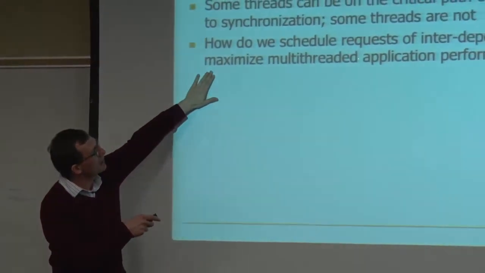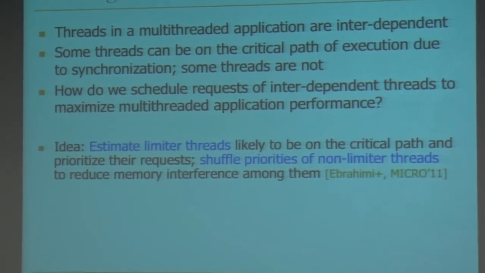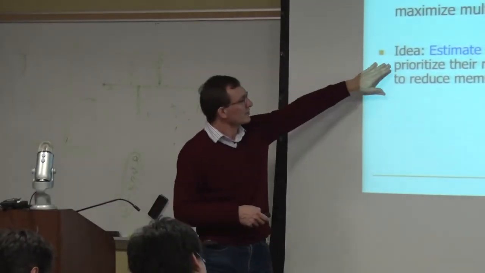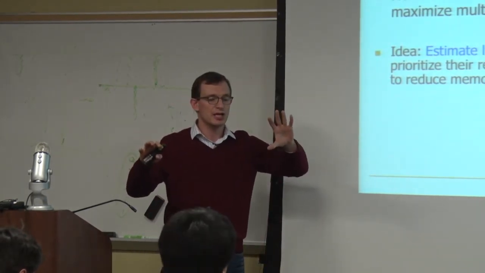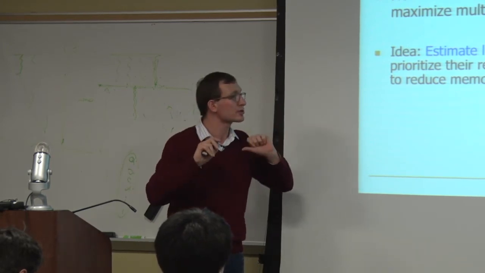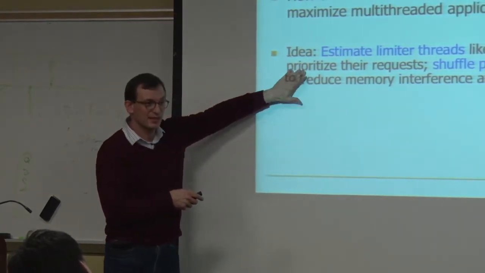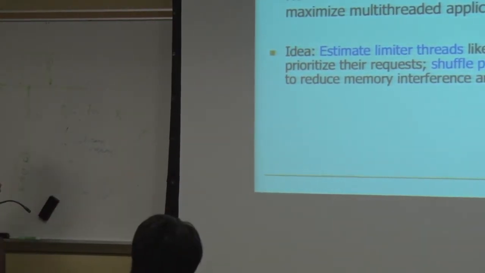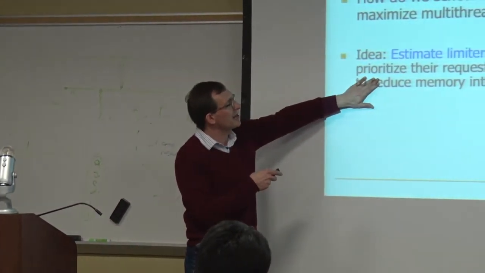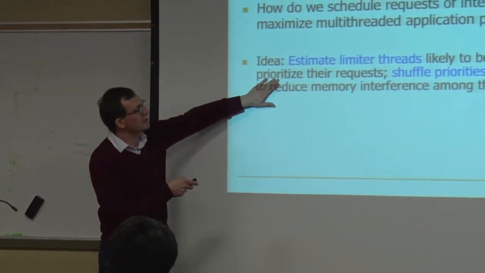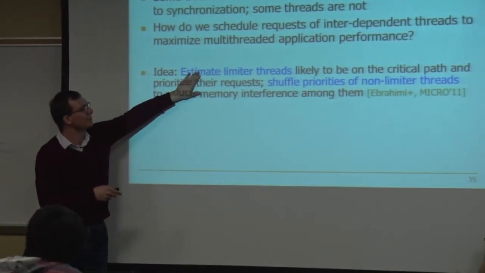And the key question is, how do we schedule the requests of these interdependent threads to maximize multi-thread application performance? I'm not going to go into this question in detail, but actually, we're going to look at similar mechanisms to schedule threads to different cores, large cores versus small cores. But the basic idea is to estimate the limiter threads that are likely to be on the critical path. For example, a thread that's holding a lock while all of the other threads are waiting for it is likely on the critical path. Estimate those threads and prioritize their requests. This way you can ensure that the critical path of the program is accelerated, assuming you can do this estimation accurately.